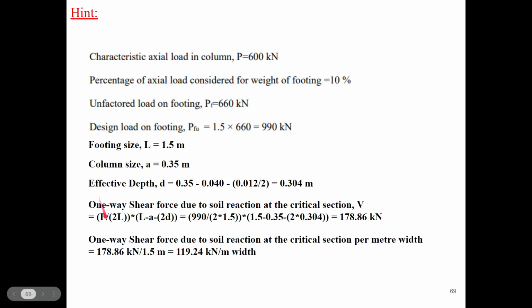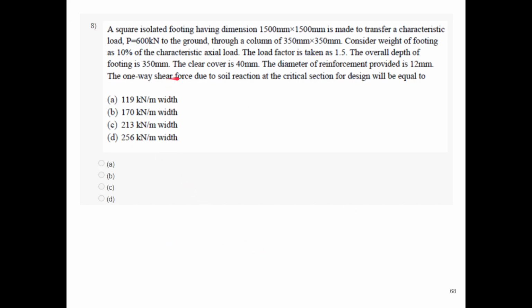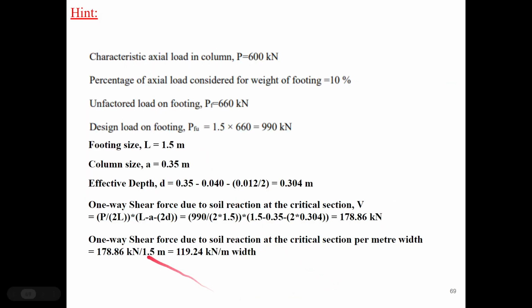So the one-way shear force due to soil reaction at the critical section V is as per this formula which we discussed in the notes in the lecture. It is P by 2L into L minus A minus 2D, which by solving we get as 178.86 kilonewton. This is the total one-way shear force. And in the question we have been asked the one-way shear force per meter width. So the one-way shear force due to soil reaction at the critical section per meter width is obtained by dividing this by the width, which is basically 1.5.